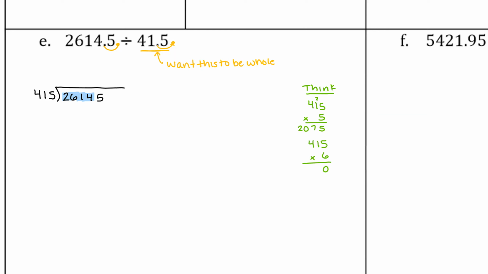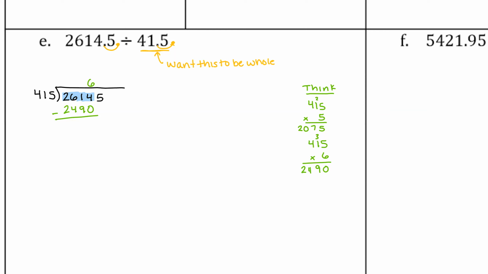So 6 times 5 is 30. 6 times 1 is 6, plus 3 is 9. And then 6 times 4 is 24. Hey, that's perfect, right? 2,490 is pretty close to 2,614. So what do I need to times by? Now this is important. Look where I'm putting my 6. I'm putting it right over the 4 because I had to use all 4 of those digits. So 6 times 415 was 2,490. And now I need to subtract.